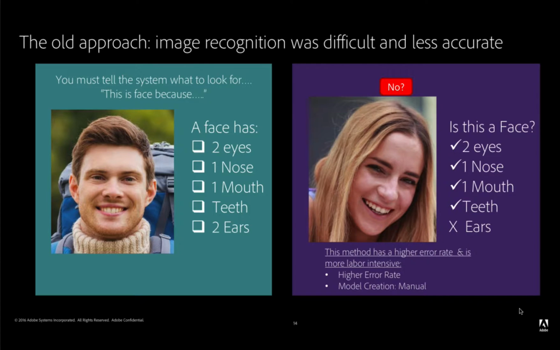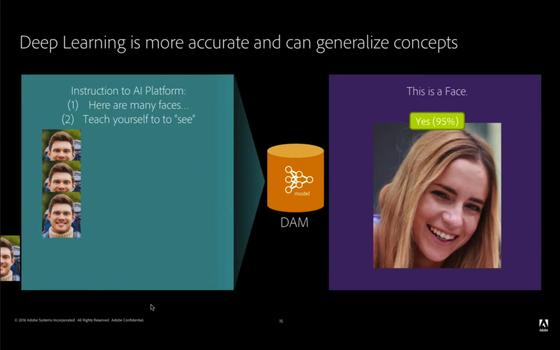If it's a bicycle, you'd have to think about what defines a bicycle, a saddle and wheels, right? So that's not a very scalable process, and that's one challenge that deep learning has overcome. So let's take a look at how deep learning actually works.